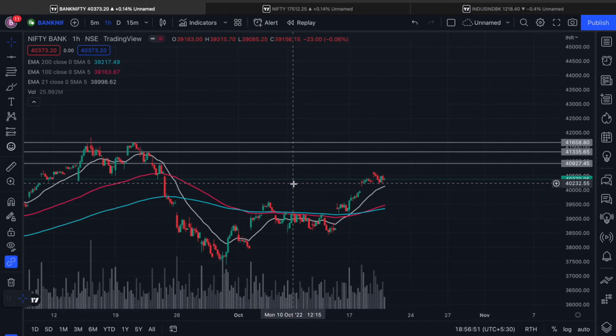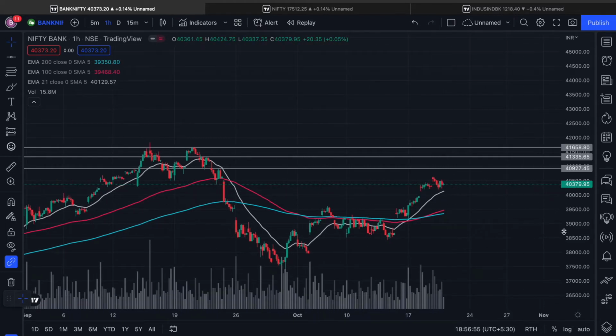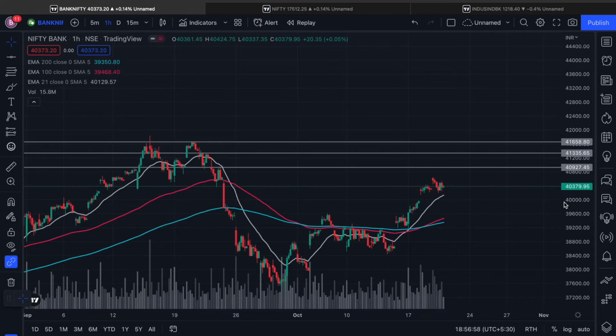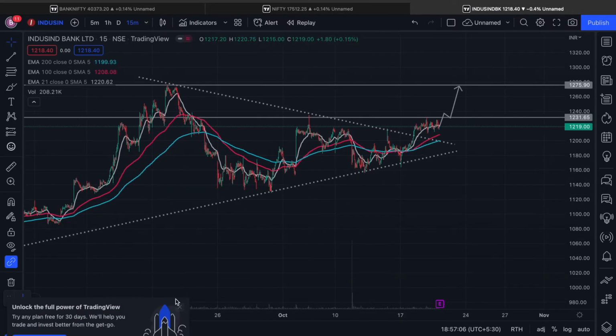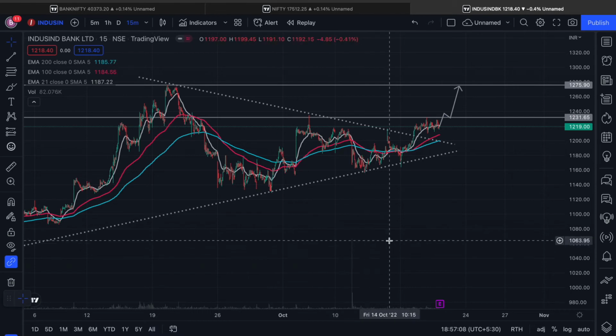So yes, the quarterly results are also here, right? Tomorrow we have the IndusInd Bank result. So yes, that is also actually helping out Bank Nifty to head higher, right? So this is IndusInd Bank, right? So this is one more trade setup that I am going to discuss right now.